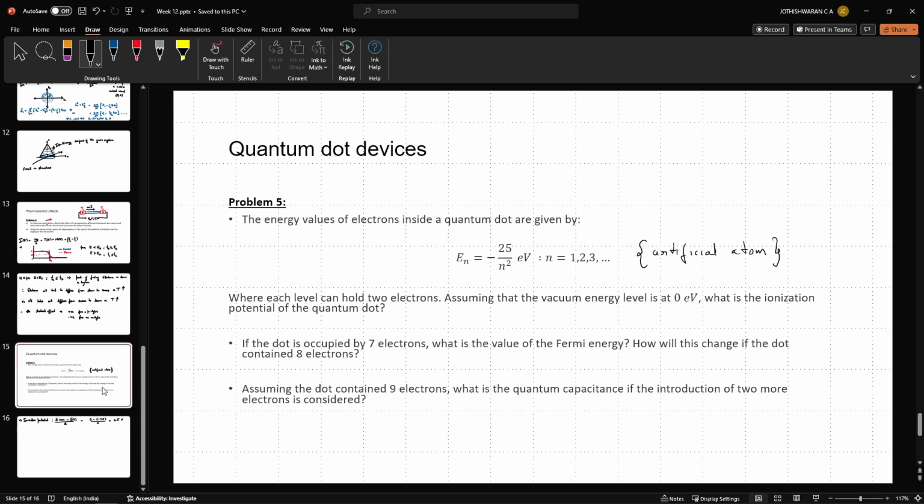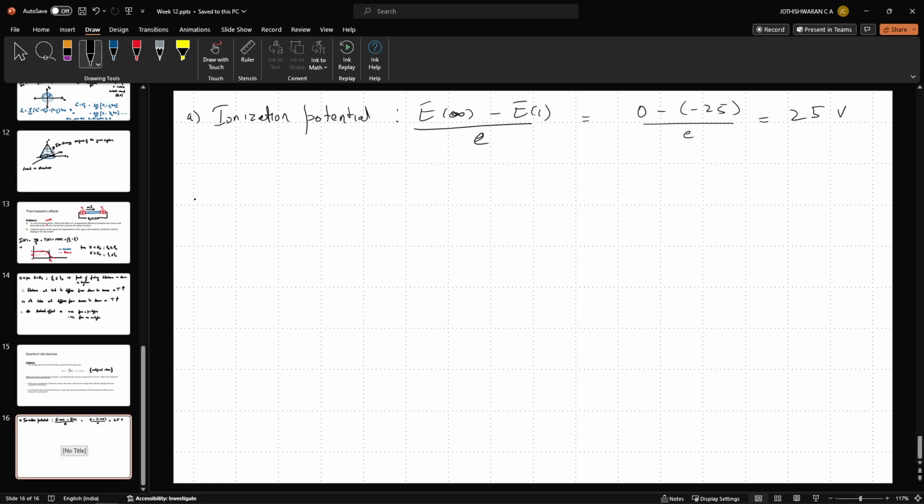Now the second question that is asked is, if the dot is occupied by 7 electrons, what is the value of the Fermi energy, and how will it change if the dot contained 8 electrons? Now this was something I actually spoke about way back in week 3. I said we will look at it more later, so now is the time. So we have the system where this is our quantum well, which represents the quantum dot.